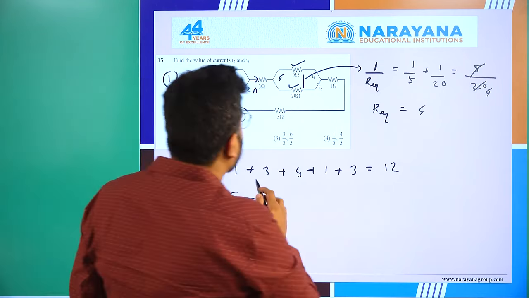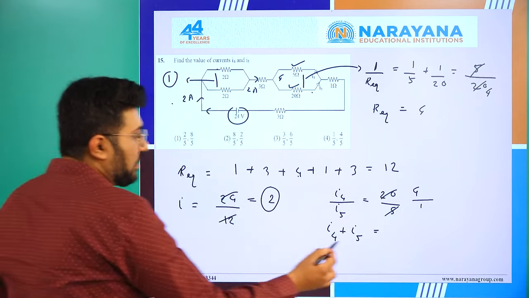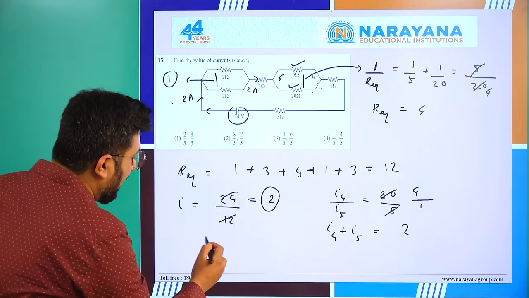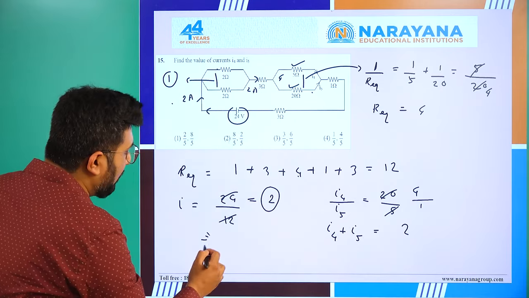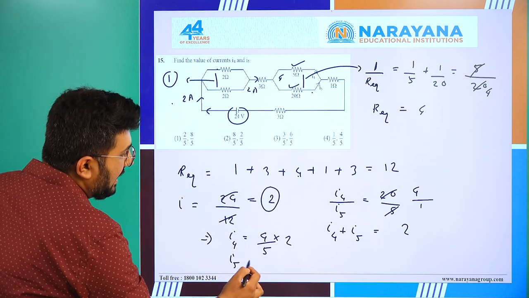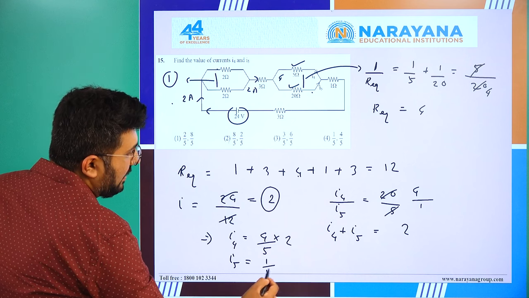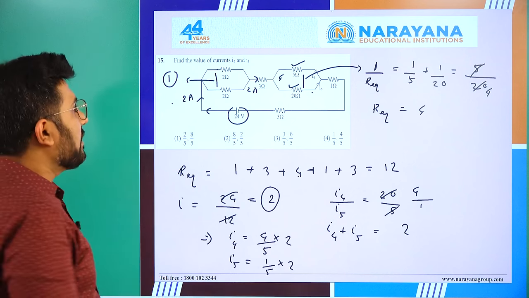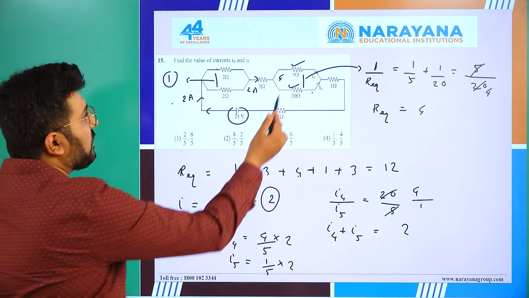So I'll say I4 by I5 equals 20 by 5, because there is inverse ratio. So from here I'll get 4 by 1. And I4 plus I5 is how much? I4 plus I5 is equal to 2. So then what will be the value of I4? Value of I4 will be 4 by 5 into 2, which is 8 by 5. And what will be the value of I5? Which will be 1 by 5 into 2, which will be 2 by 5. So I4 will be 8 by 5, I5 will be 2 by 5. So this is the answer.